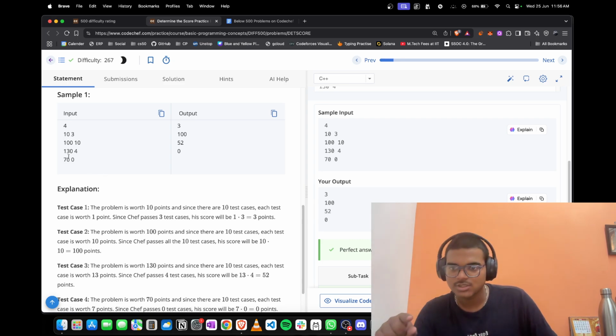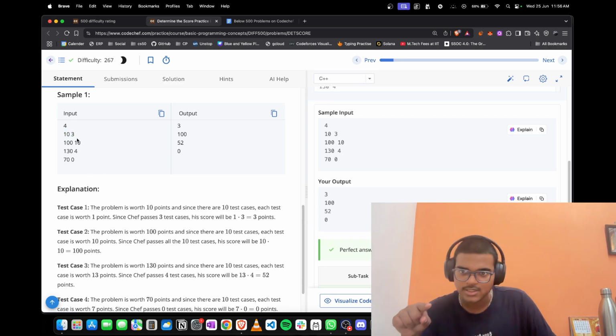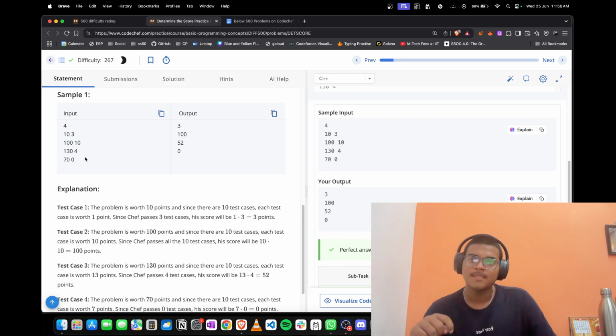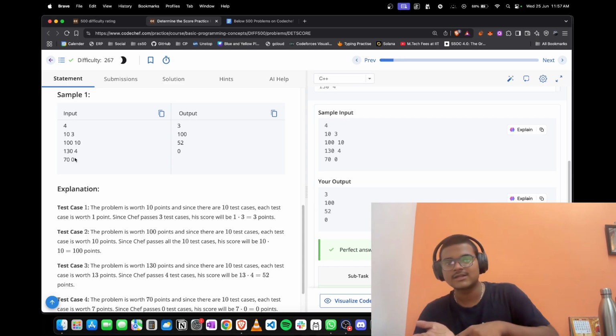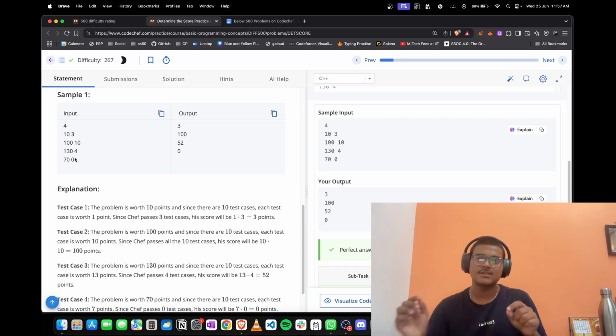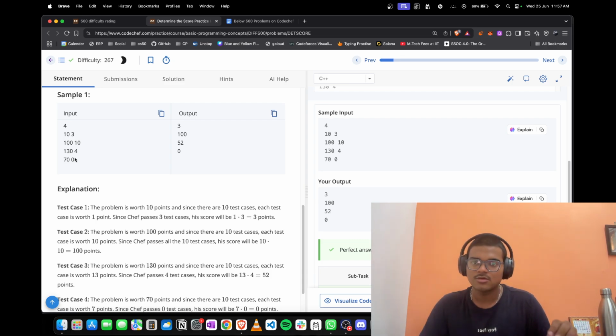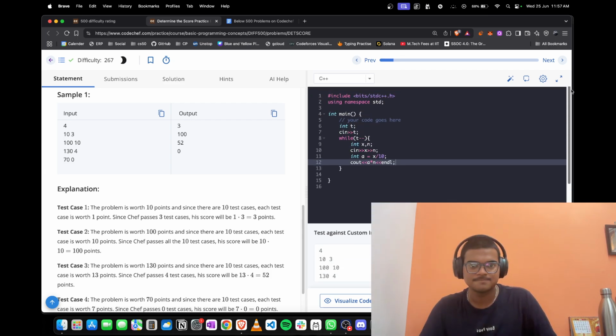Basically, in test case one, the number of test cases was three. In the second, it was 10, and in the third, it was four. So basically, we will take the points of one test case and then multiply it with the number of test cases. So it will give you the total amount of points. So this is the idea behind the question.